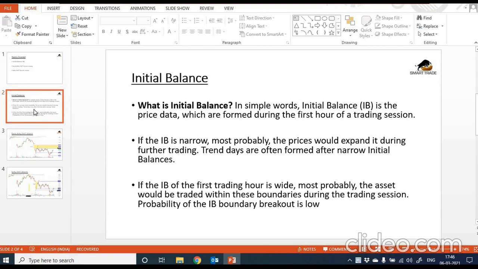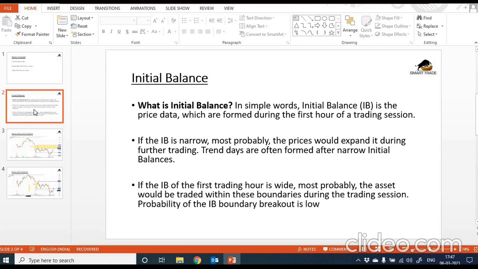Initial balance. What is initial balance? Initial balance is nothing but the first hour high and low of any instrument. Typically, we have two types of IB range, a narrow range IB and a wide range IB. If the IB range is narrow, price would expand during the further trading session and most often result in a trend day. You can go back and test for yourself, do a back test, and you will definitely see that on trend days the range of the IB is narrow.